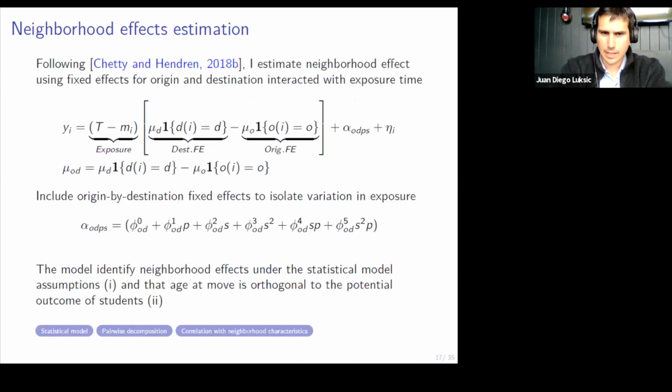So then I apply this intuition into a specification where I said that the outcome of a specific kid is a function of the time exposed, the time exposure in destination, multiplied by the neighborhood effect in destination minus the neighborhood effects in origin, plus a fixed effect that characterizes students based on the origin, destination, parallel levels of education, and year of movement.